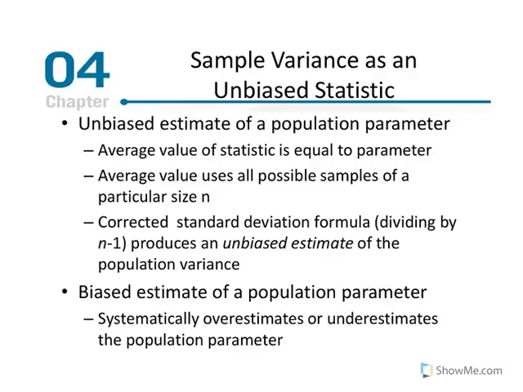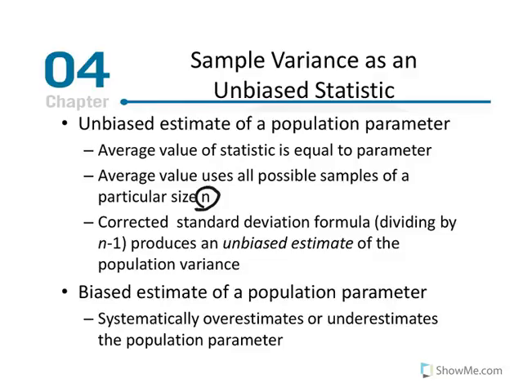But for now, just understand that if we were to take all samples from a population and average all the sample means, the average of all those sample means would equal the population mean. And that's what we're saying here. And the average value uses all possible samples of a particular size. So n could be equal to 100, n equal to 50. But if they're all consistent and we take all possible samples from the population, the average of those sample means will equal the population mean.